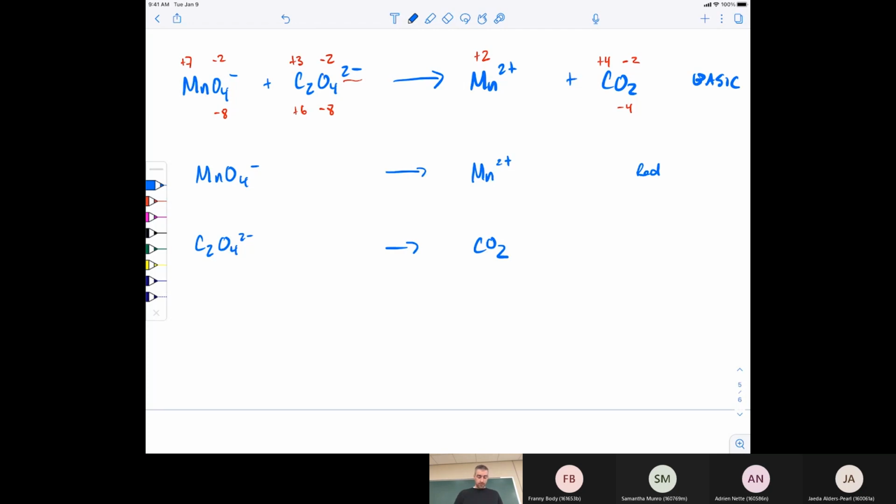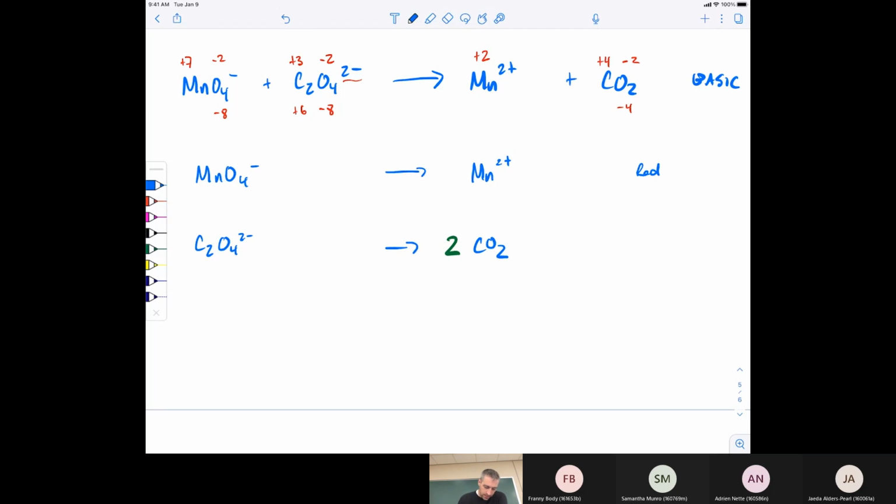Okay, so the first step is we need to balance all atoms that are not oxygen and hydrogen. In the first one, we just have 1 manganese on each side, so we're good. In the second one, we have 2 carbons on the left and we need 2 carbons on the right. So let's use green. We're going to put 2 carbons on the right as well. That much is balanced.